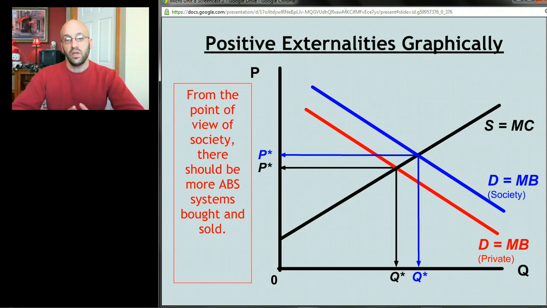All right, so we've seen what positive and negative externalities look like graphically. In the next screencast, we're going to talk about how we might solve these positive and negative externality problems, how we might move from the seemingly allocatively efficient P star and Q star to the truly allocatively efficient P star and Q star.